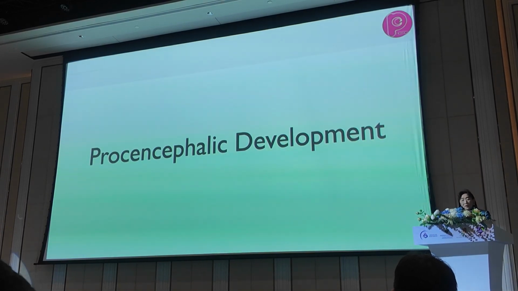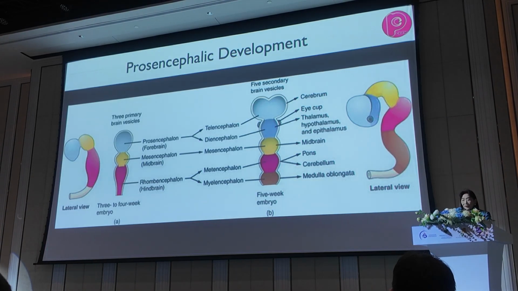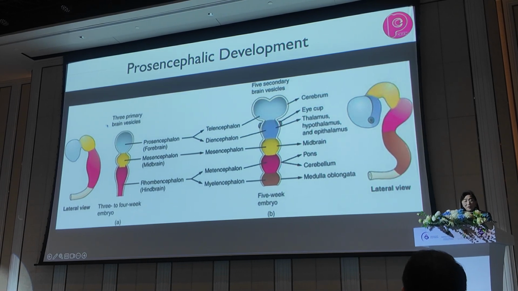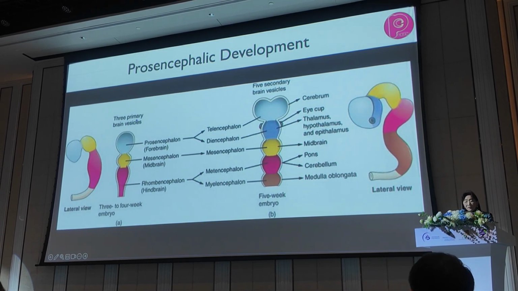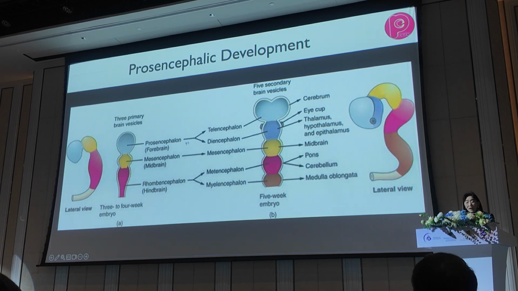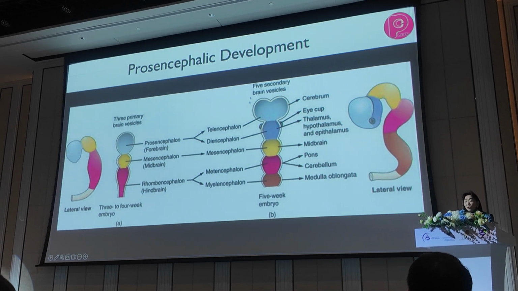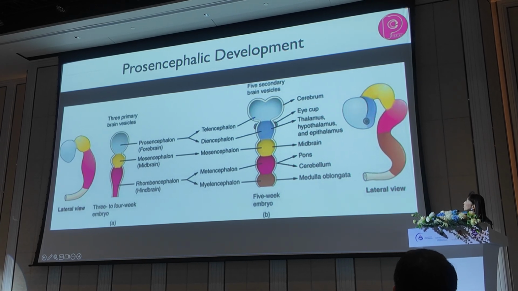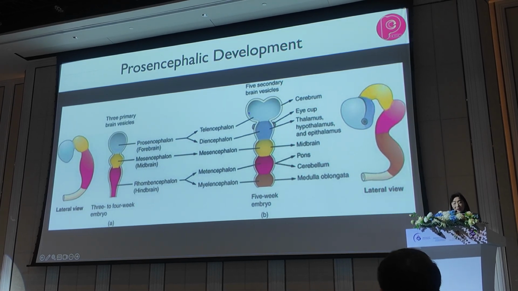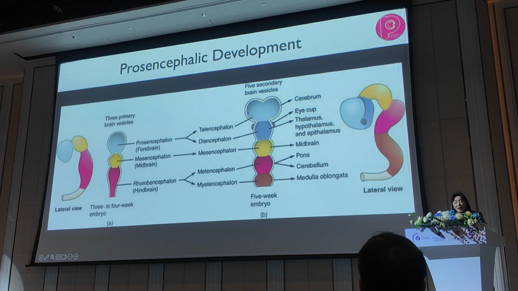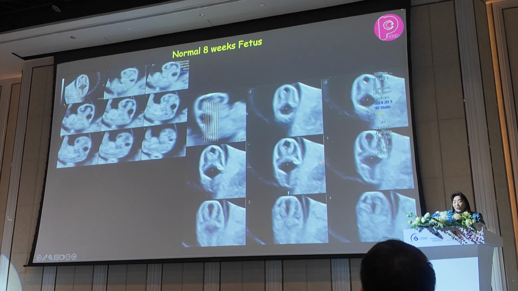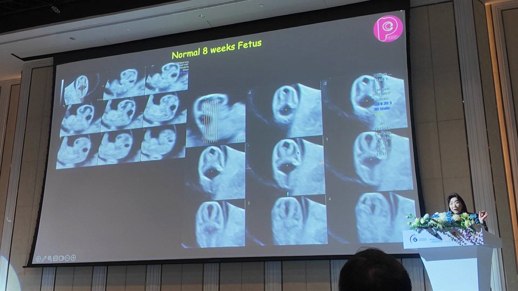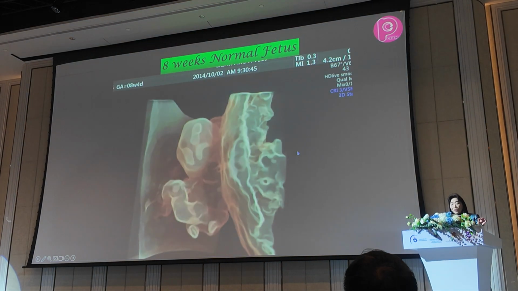Now, first of all, the prosencephalic development. The prosencephalic development means the process by which the one prosencephalon is going to become the two brains, two hemispheres, called the telencephalon. And this is a normal 8 weeks. Already at 8 weeks, you can see it in 2D or 3D ultrasound.